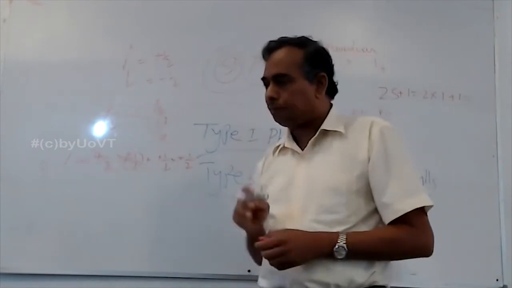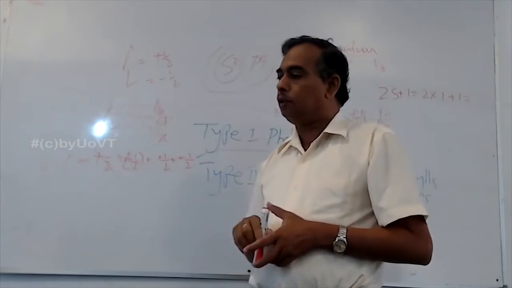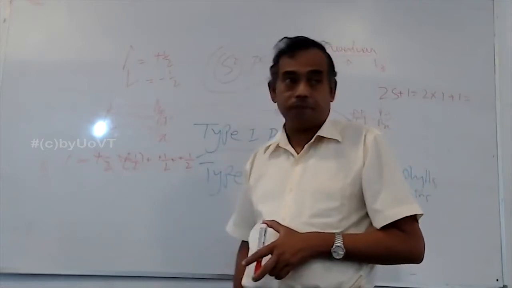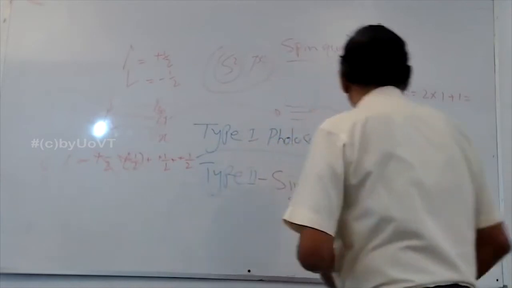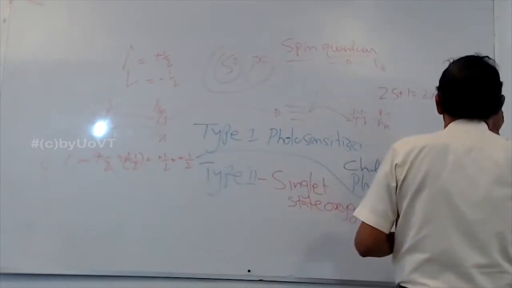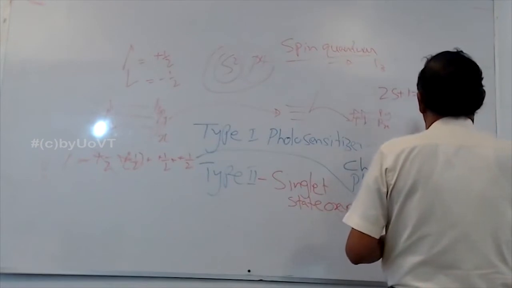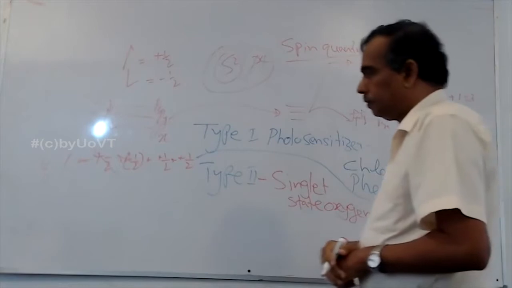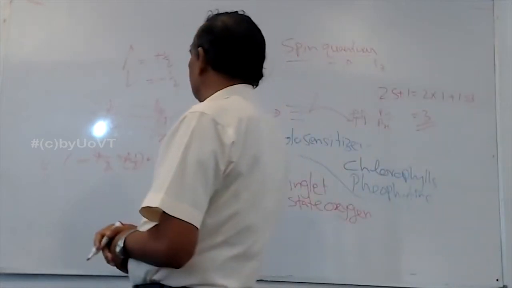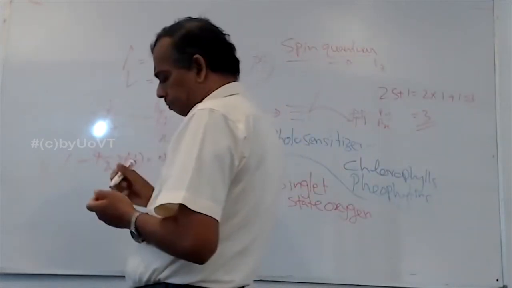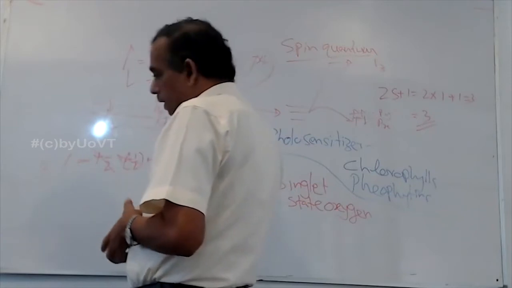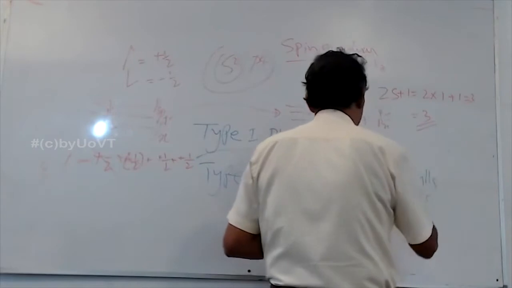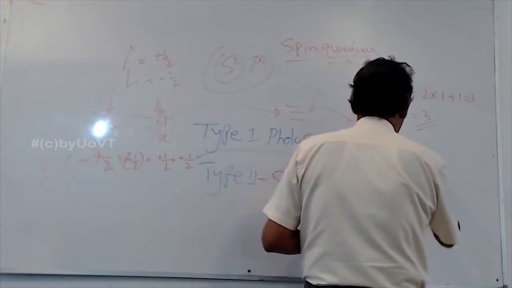Here, if you apply the 2S plus 1 rule, 2 into 1 plus 1, what is the answer? 2 into 1 plus 1, the answer is 3. That means the spin multiplicity for this system is 3. That is the triplet state. We need the triplet state.